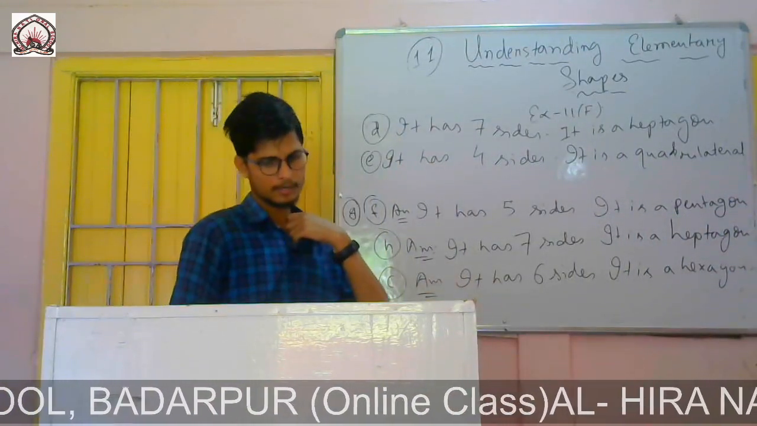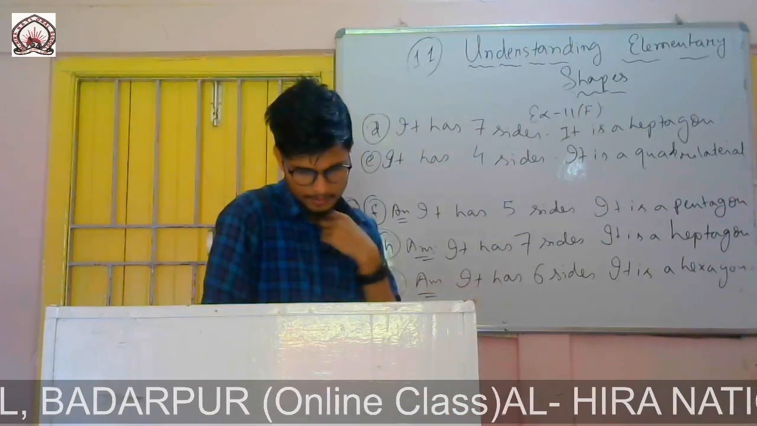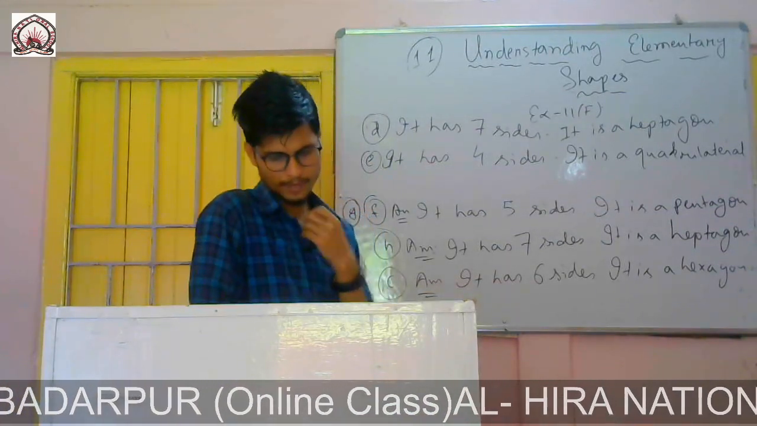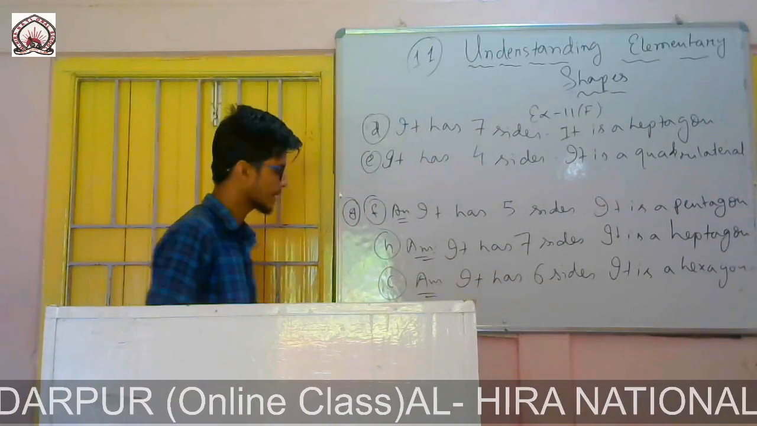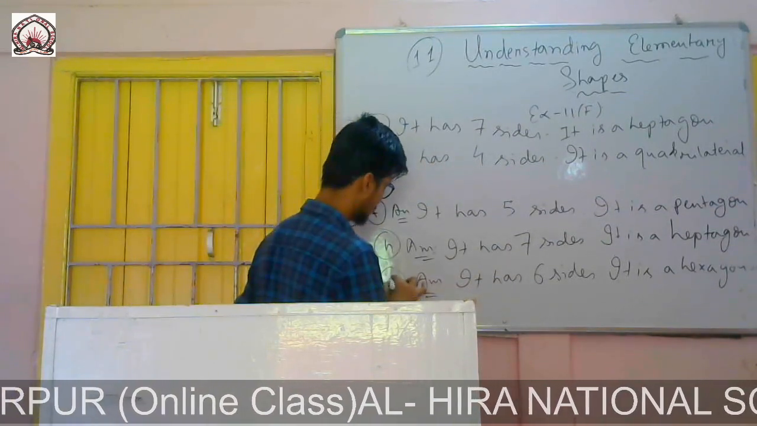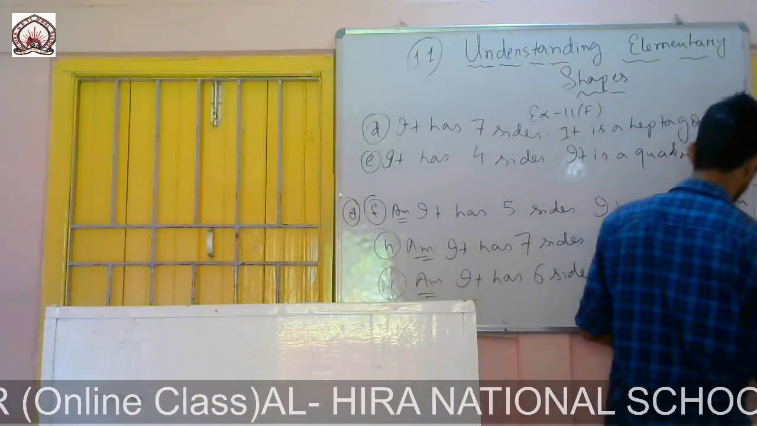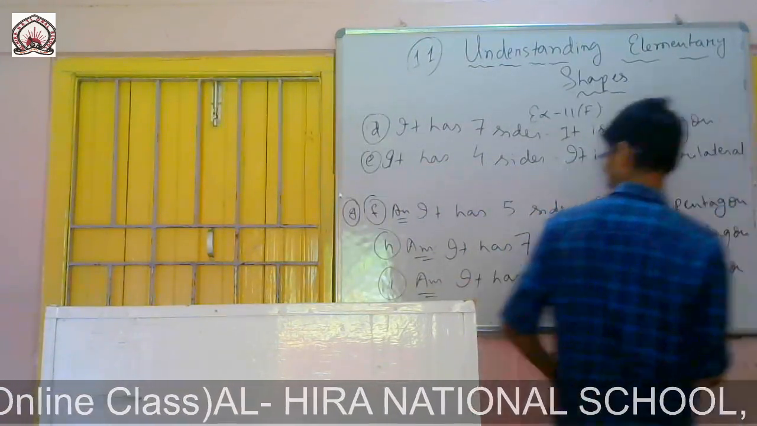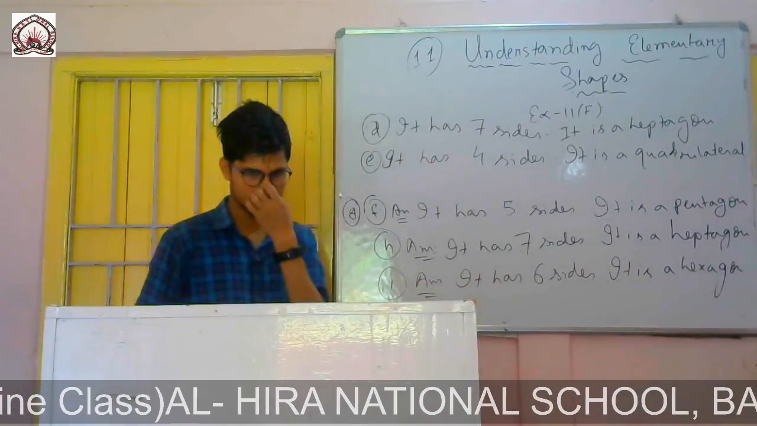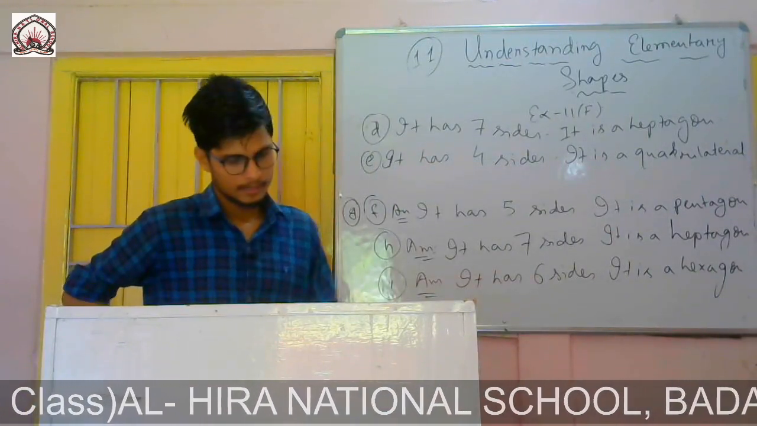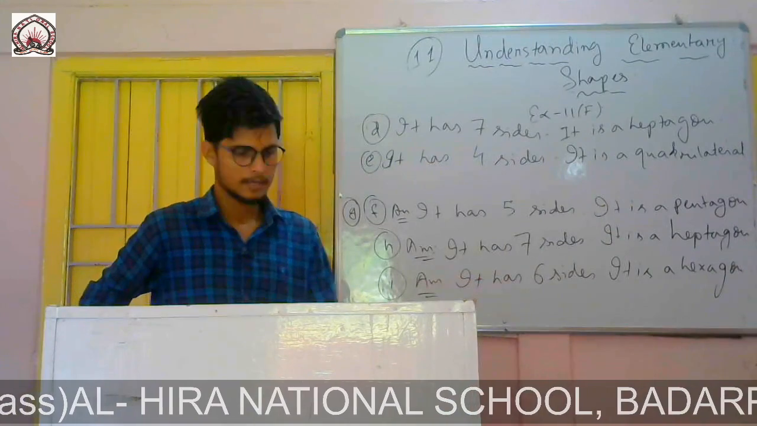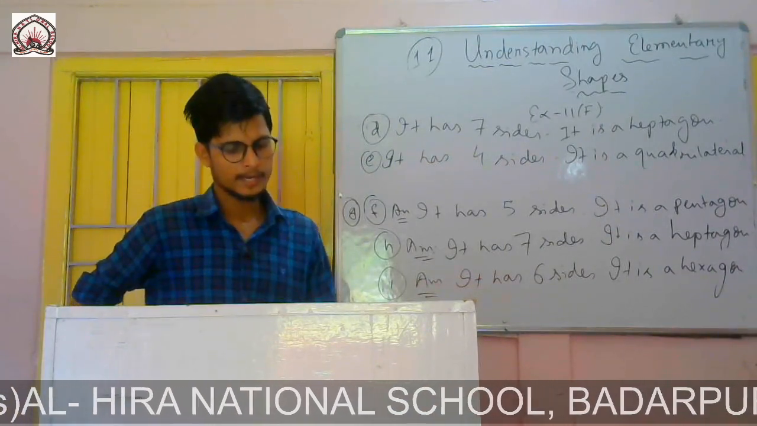Then question number I, you see it has 1 2 3 4 5 6 sides. So it has 6 sides, so it is a hexagon. Then question number J, it has 7 sides.